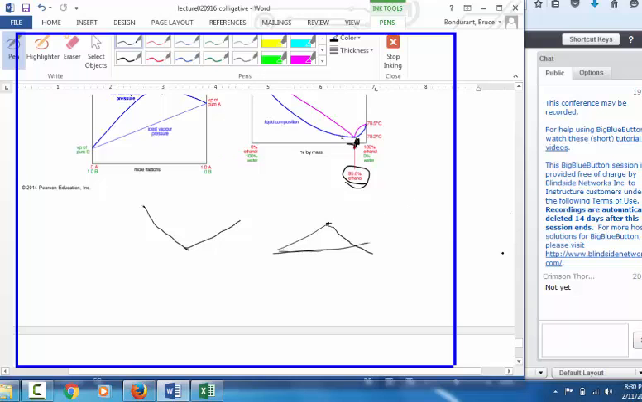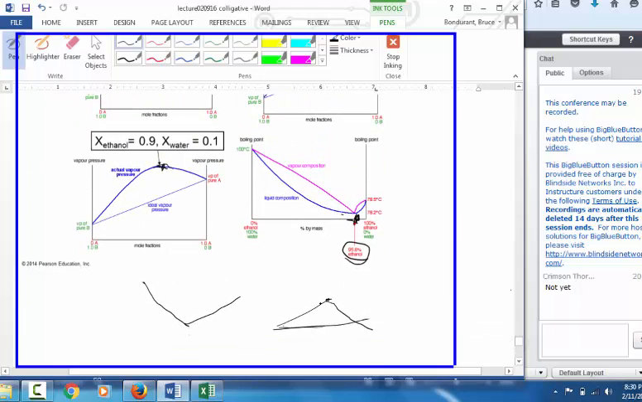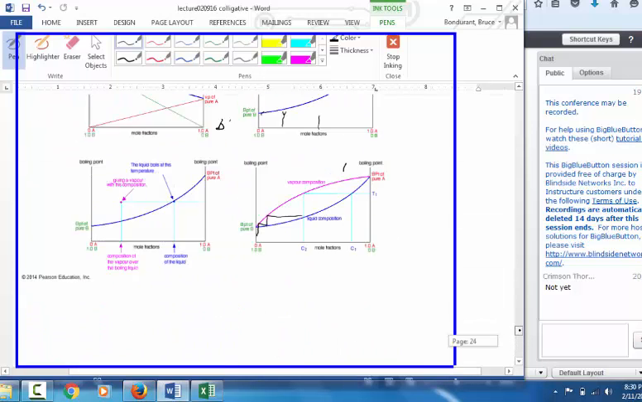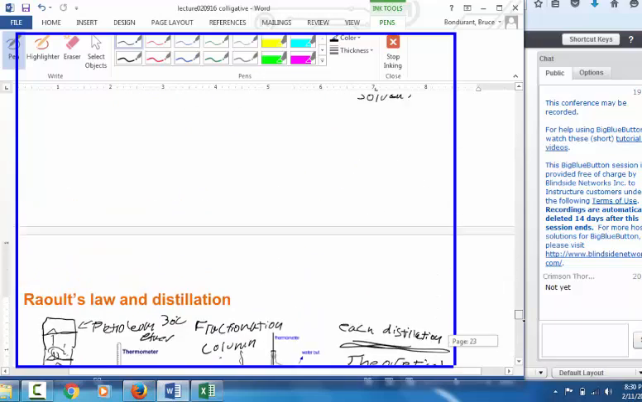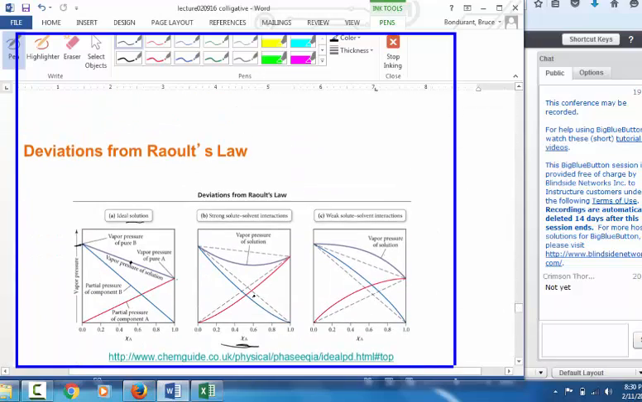I'll look for those slides and pull them up, but you can get the opposite, where you have a mixture that has, actually, sorry, backwards: vapor pressure decreases. So you have a boiling point that now becomes a maximum at some mole fraction, if you have this type of a deviation.